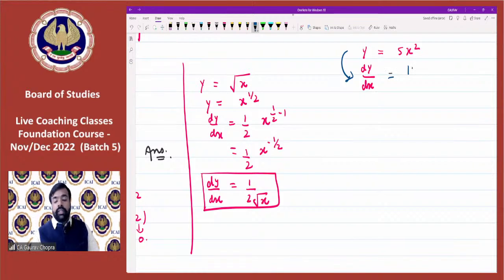On right hand side, we have already understood it is simply 10x. Okay. Now, what will happen if in case of y, it becomes y square? Now, what is the derivative for y square? So we will differentiate y square as 2y, and for y, it will become dy by dx.